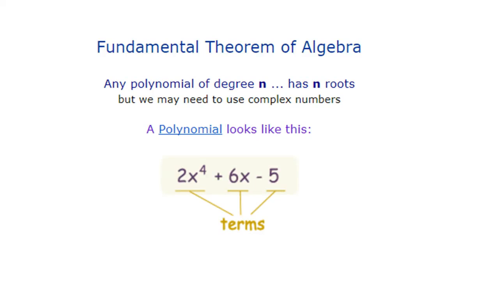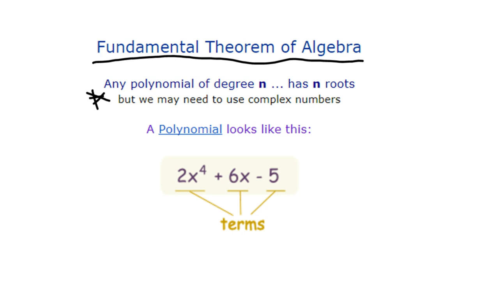Alright, we're going to talk about the fundamental theorem of algebra. It sounds fancy, but really all it is, is a theorem that says that any polynomial of degree n has n roots. To look at, it's a little bit complicated, but when we break it down, it makes a lot of sense. The big but that should make sense to us now is we may need to use complex numbers.